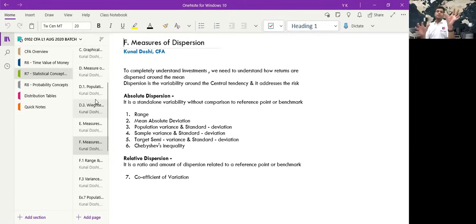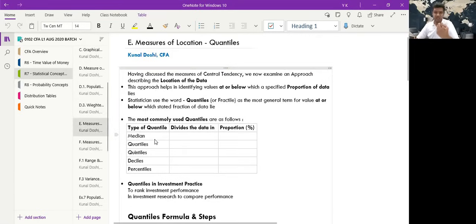Now, before we go from central tendency to dispersion, in between we have something called measures of location. What do measures of location tell us? It tells us the location of the data. And the location of the data is an important part, because this approach will help us in understanding the values at or below which a specific proportion of data lies. So where is your data exactly located? How much of your data is in what proportion? That is what we come to know from the location of the data.